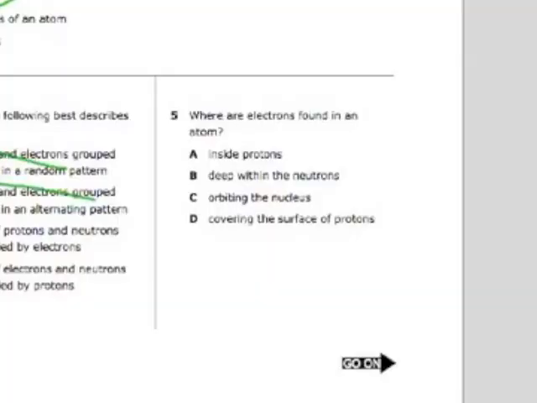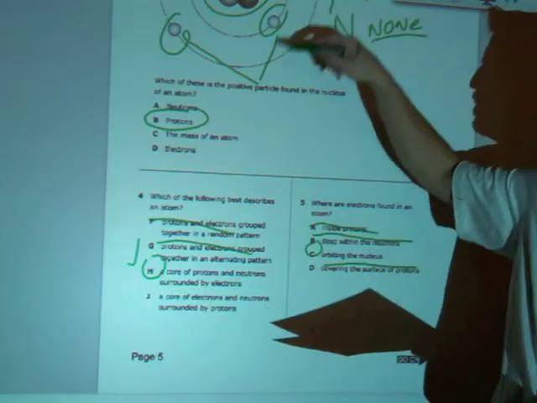Number five. Where are electrons found in an atom? Looking here again, are they inside the protons? No. Deep within the nucleus? No. Orbiting the nucleus. Orbiting. D, covering the surface of protons? No. Definitely C, they're orbiting the nucleus, okay?